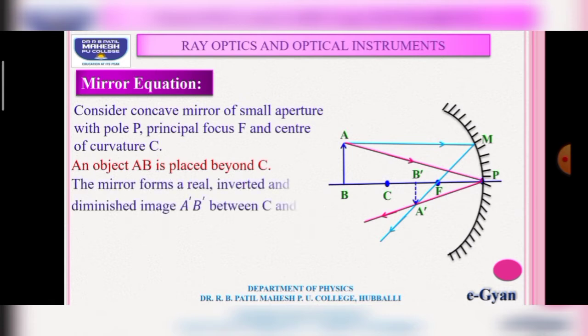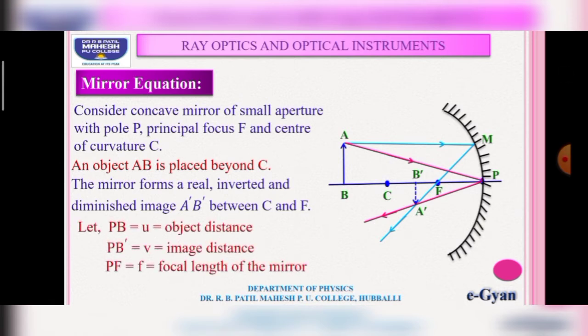The image is real, inverted and diminished. That means it is smaller than the size of the object. Let PB be the object distance, that is equal to U. That means object distance is represented by U, PB dash is equal to V, that is the image distance, and PF is equal to F, that is the focal length of the mirror.